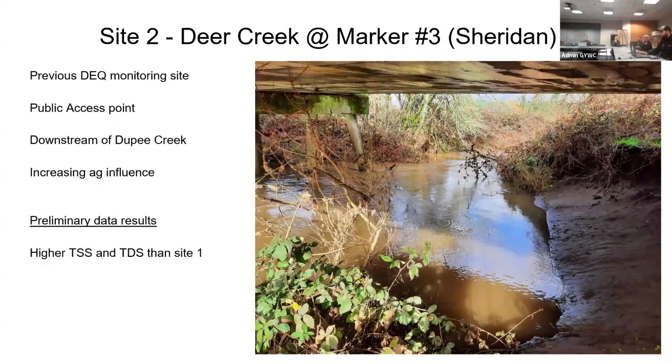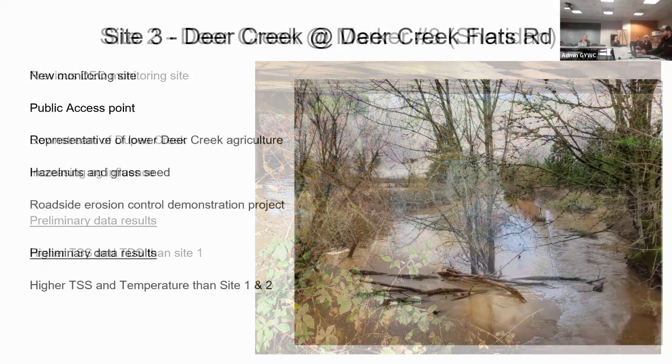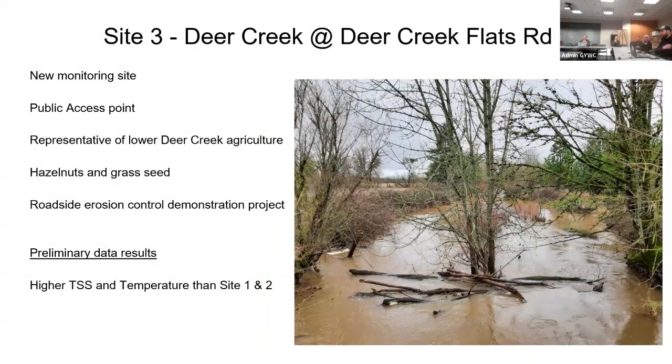Our second site is where Grower Road hits Gopher Valley Road, the bridge crossing right there. And as you can see, the system's already changed a lot. It has higher ag influence and it's a lot bigger system at this point, so higher sediment levels as well. This is a road crossing at Deer Creek Flats.